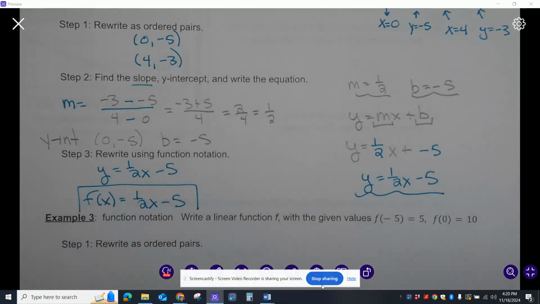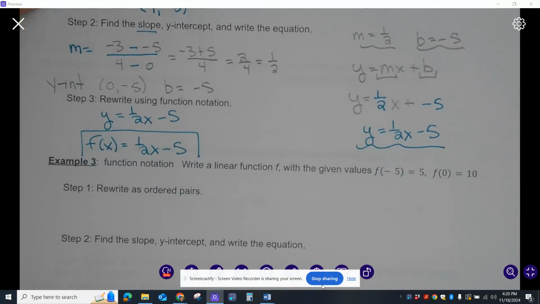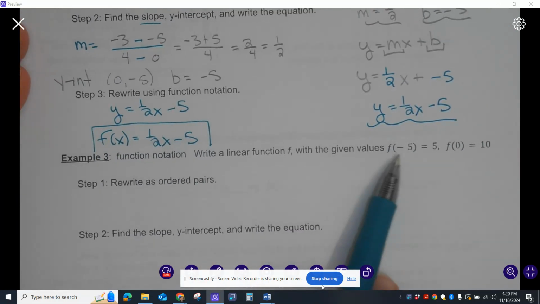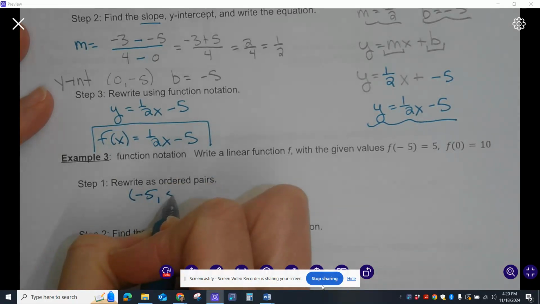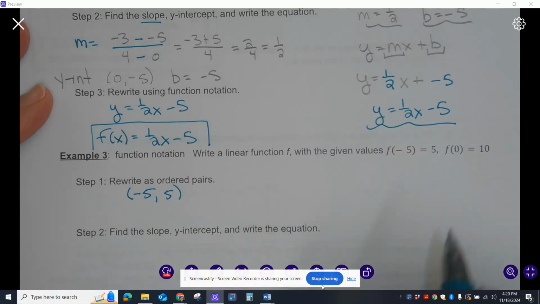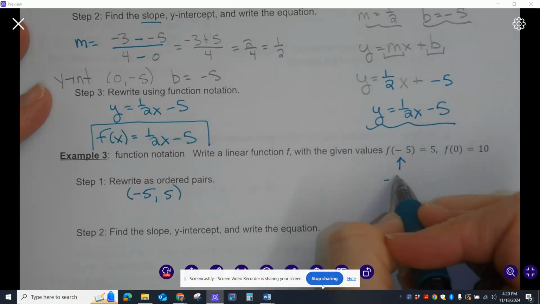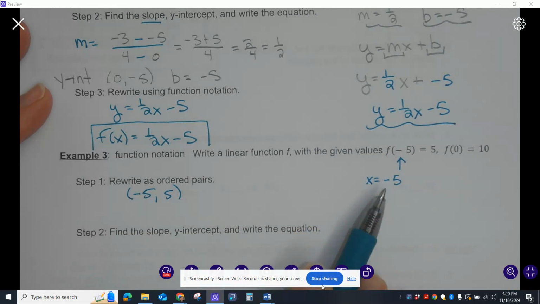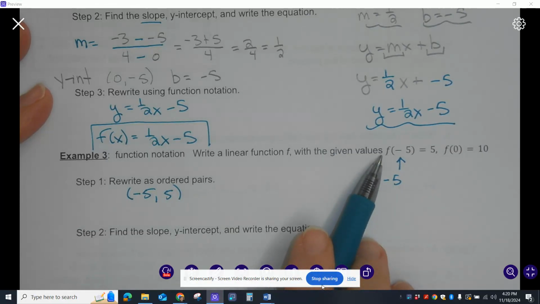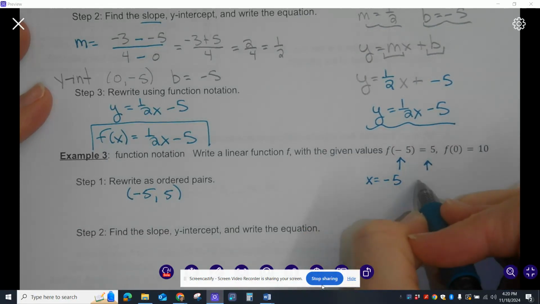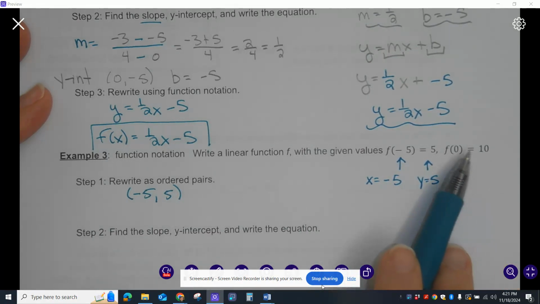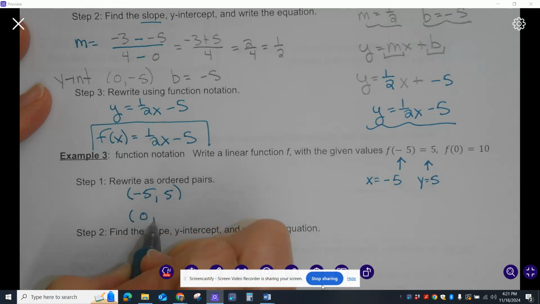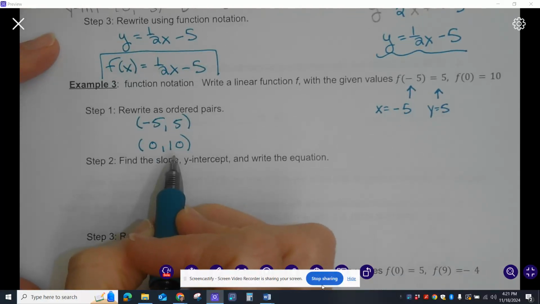Okay, we're going to do one more here. Right away, I'm going to think f of -5 equals 5 means when x is -5, y is 5. Remember, this is saying plug -5, x equals -5, into function f, and what will your output be? Your output will be a 5. So this point as an ordered pair will be 0, 10. And right away I'm noticing, ooh, 0, 10, that is going to be my y-intercept.